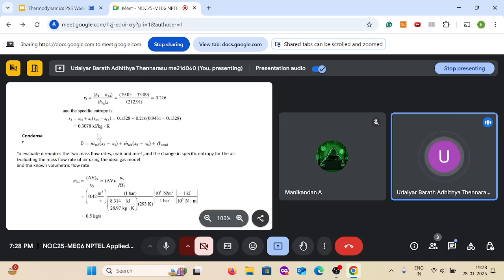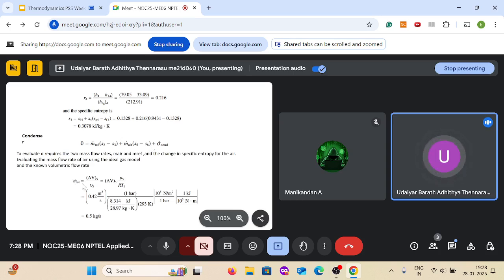Now, considering the condenser, we are doing an entropy balance across the condenser. Since this is steady state, the change in entropy of the condenser is 0. So your entropy generated is equal to the mass flows: m dot ref coming in at S2 and going out at S3, and mass of air coming in at S5 and going out at S6.